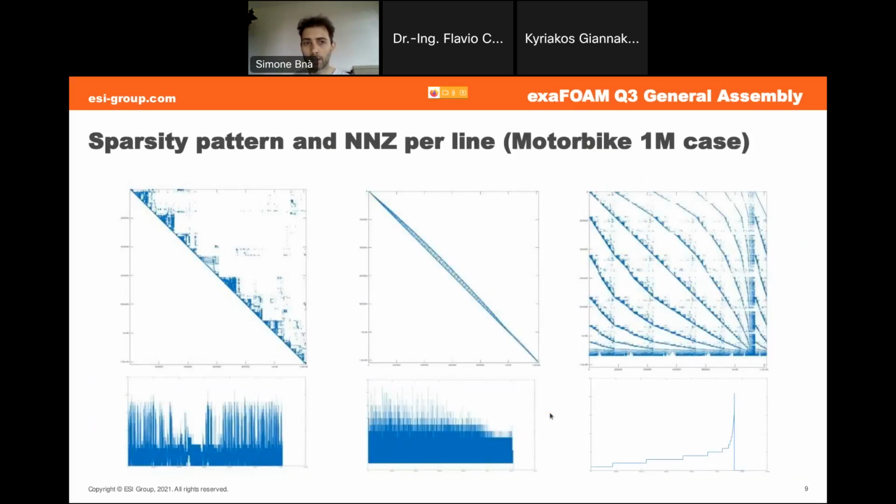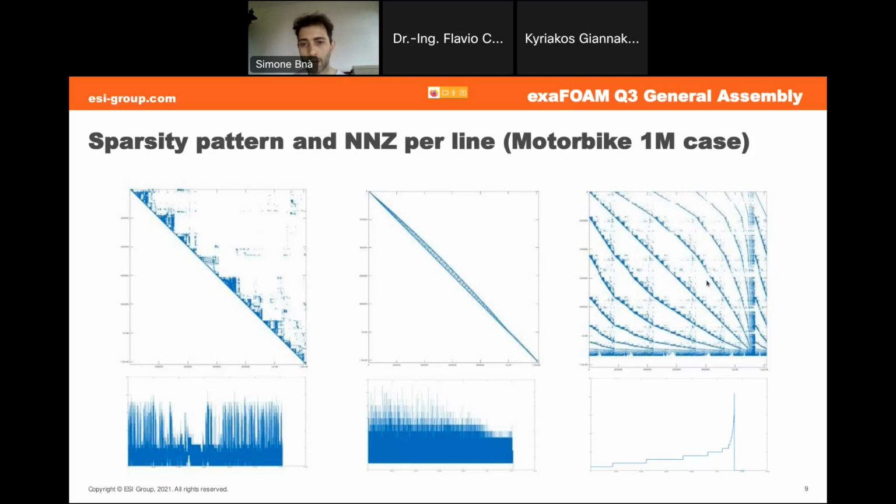This is a visual representation of the sparsity pattern for the motorbike with 1 million cells. On the left, you have the sparsity pattern when you run SnappyHexMesh as in the tutorial, by using a more refined subblock grid. And on the bottom, you see the number of non-zero of the matrix. You see a lot of variations because the jump parameter is very high. If we apply RCM, the bandwidth of the matrix is very reduced, but the sparsity pattern still has a very high jump coefficient because you see a lot of variations in the number of non-zero.